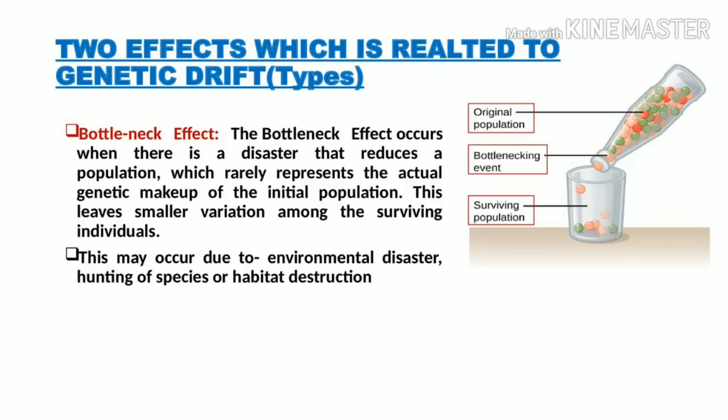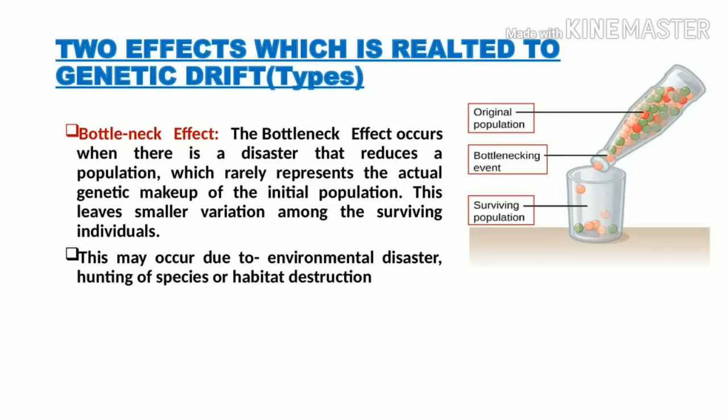In the third line of the definition it has been mentioned, which is really represent the actual genetic makeup of initial population. What does that mean? See, if you see this bottle, there is a total of 3 color balls. First is orange, second green, and third is red. But when you are tilting this bottle, you are only going to get orange and green just due to chance. But you are not getting the red one, okay. Although the original population has the composition of total 3 types of ball, the surviving population is only representing the 2 types of ball. That means the red one has been eliminated from the surviving population, okay.